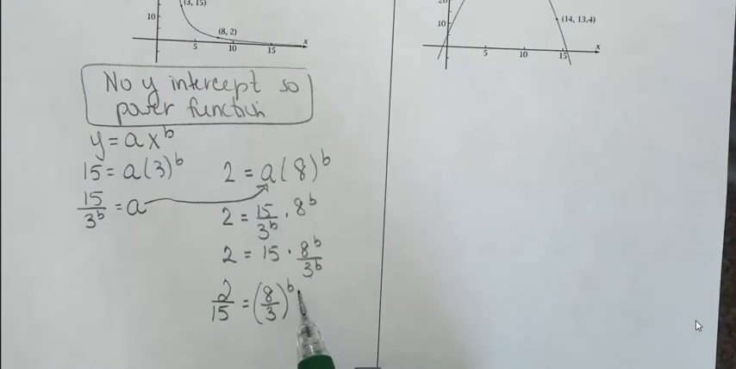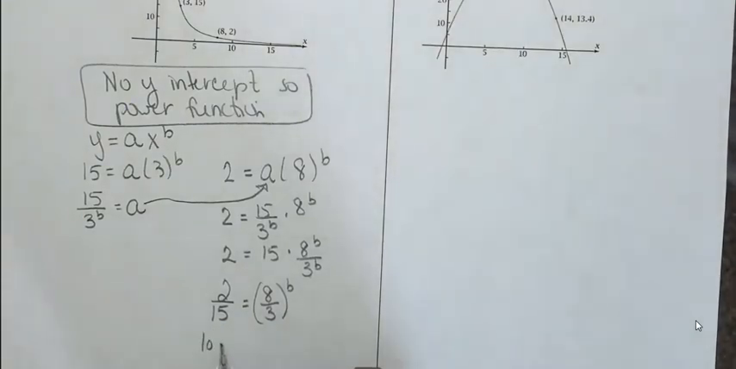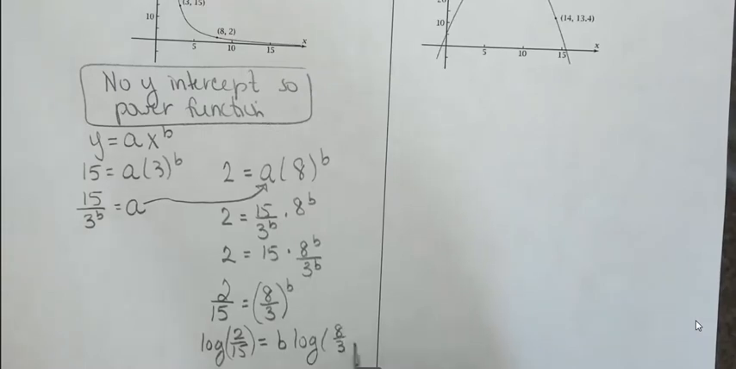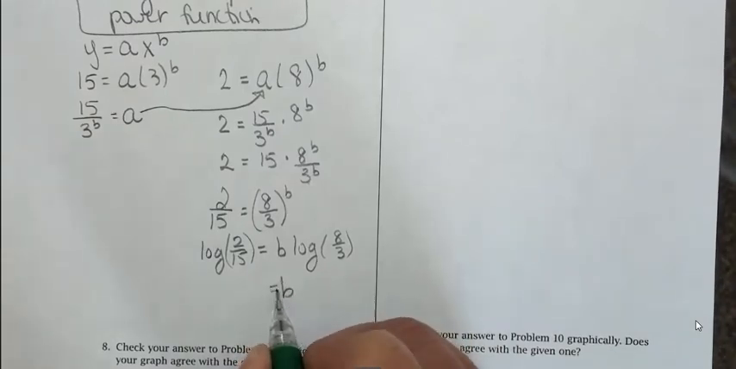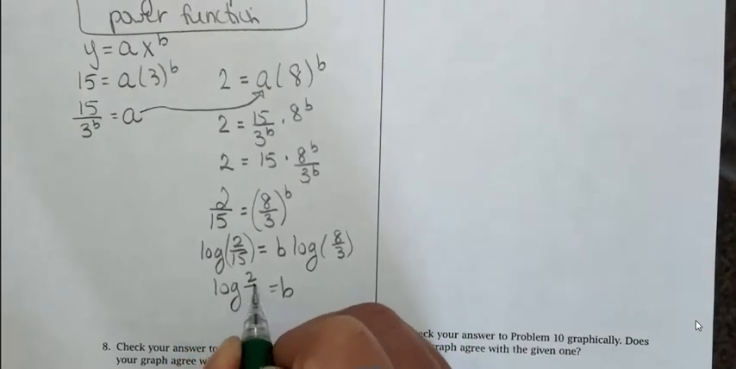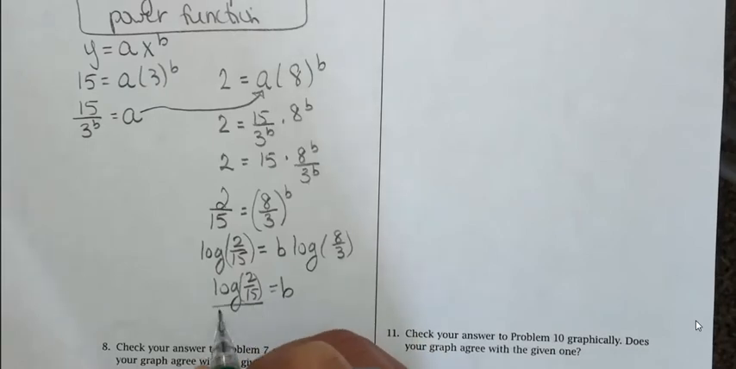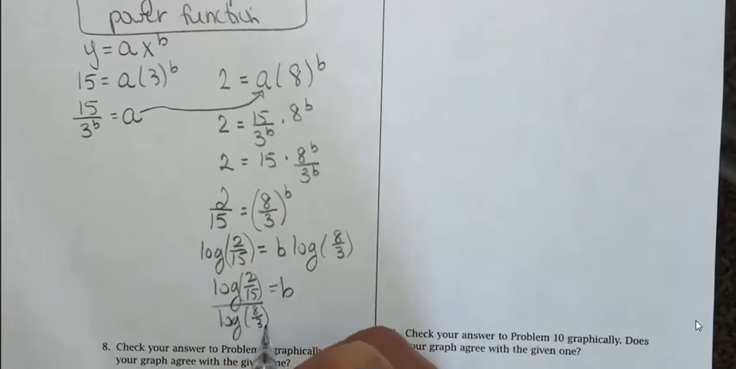Well, the only way, and hopefully you remember your logarithms, but the only way that we can do this to get b by itself is to bring it down. Well, the only way we can bring it down is to use logarithms. So I'm going to log both sides. So this would really be log of 2/15 equals b times the log of 8/3. So now I can easily solve for b. b is basically going to equal the log of 2/15 divided by the log of 8/3.